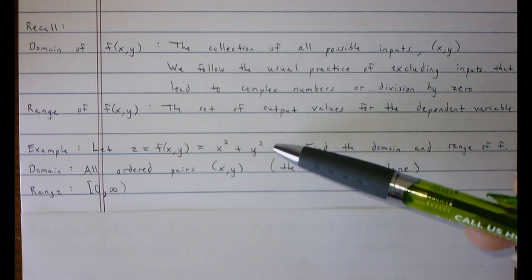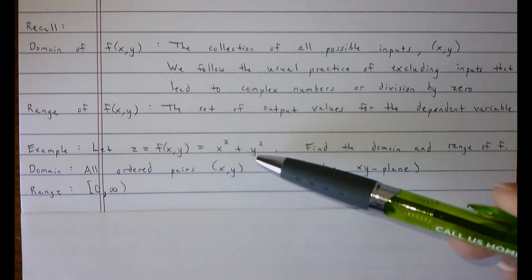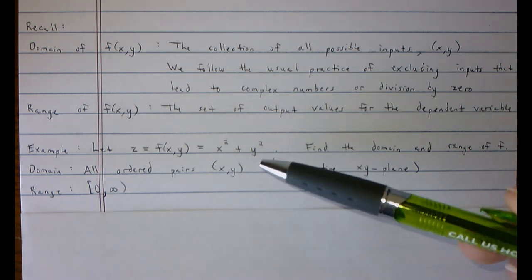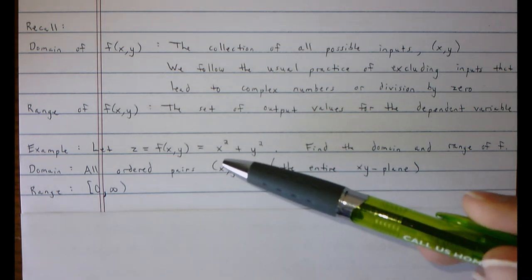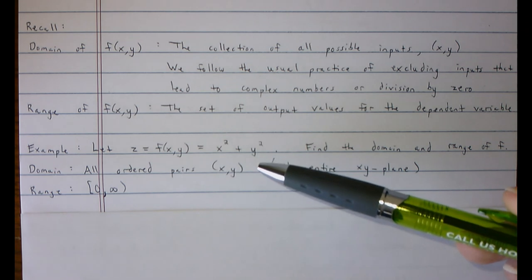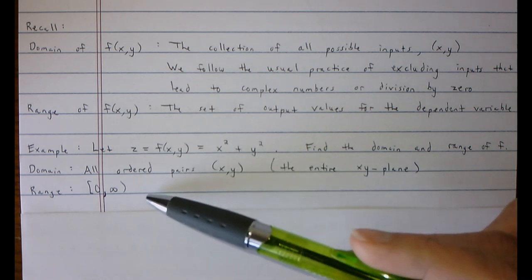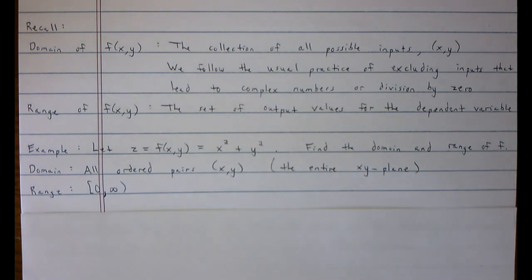And for the set of output values, because we're squaring x and squaring y, you're never going to get a negative output. You may get 0 as the output if both x and y are 0, but you'll never get a negative output. So the range is the set of non-negative real numbers. And I have a display of the graph of this surface here.